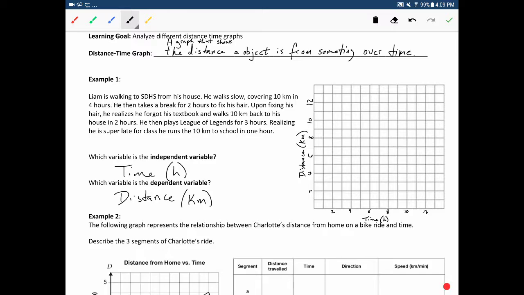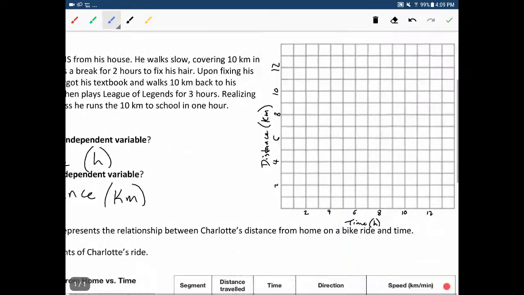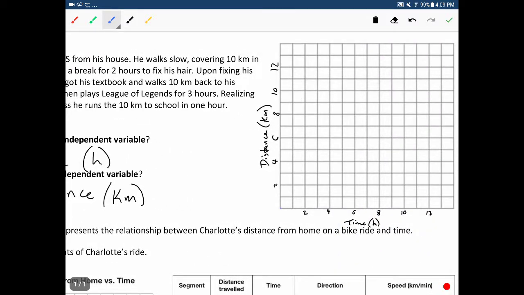So first of all, we're just going to walk step by step through where Liam is. After no time has passed, this is the distance from his house. So he starts at his house, which means he's going to be right at the origin. So I'm just going to put a little dot.